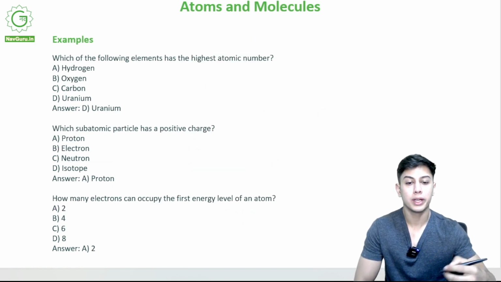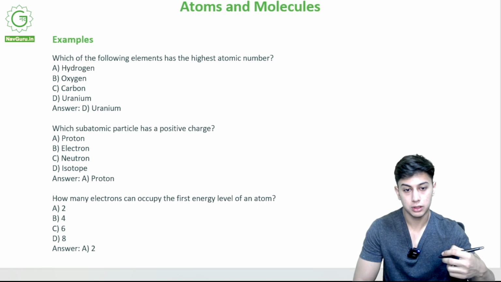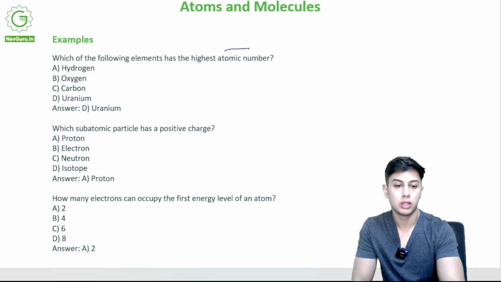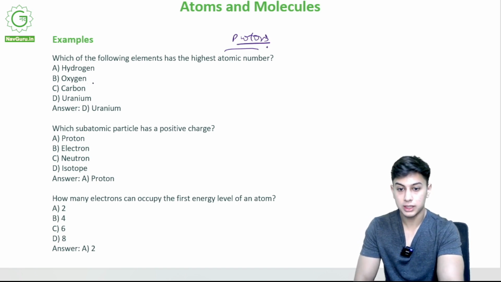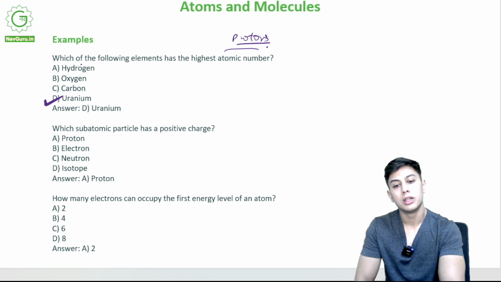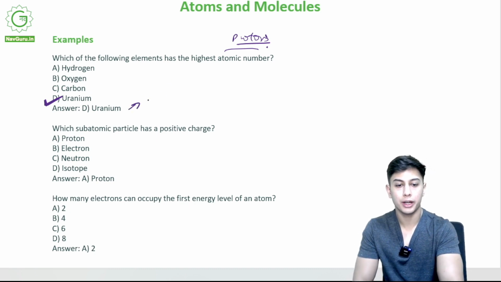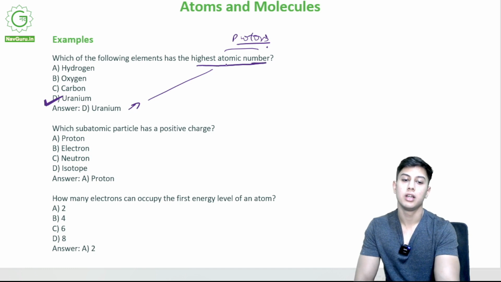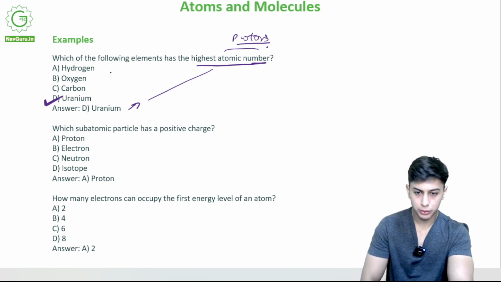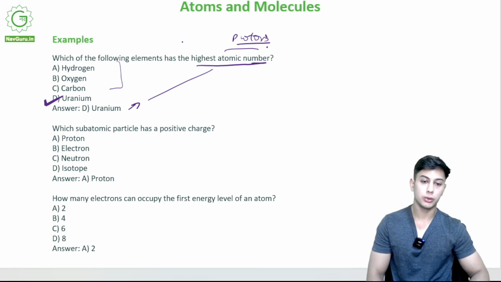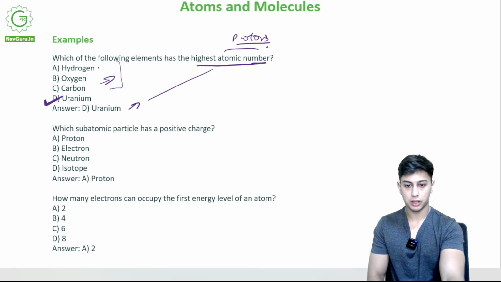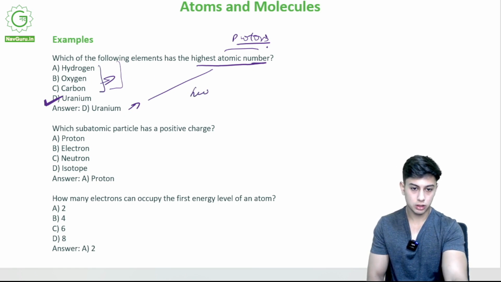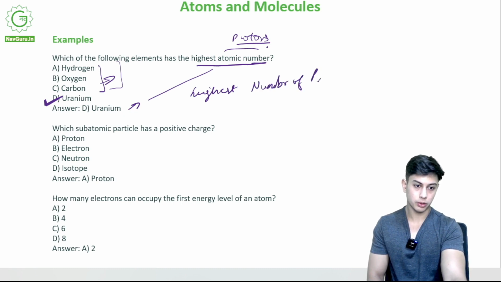Now, which of the following elements has the highest atomic number? Highest number of protons: hydrogen, oxygen, carbon, uranium. Amongst these, uranium has a very high atomic number, a lot of protons as compared to these normal elements. Uranium has the highest atomic number over here. Atomic number, highest number of protons.